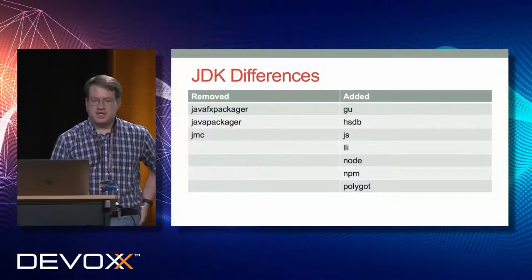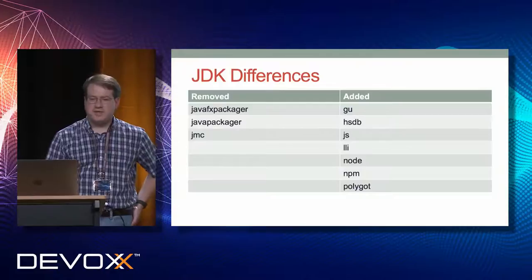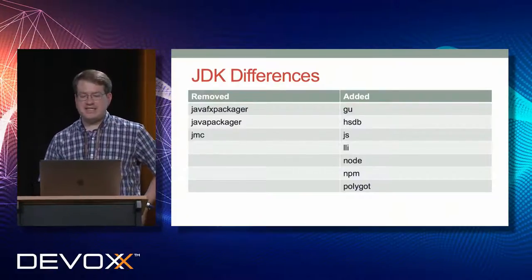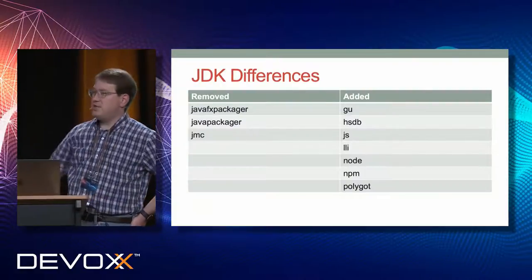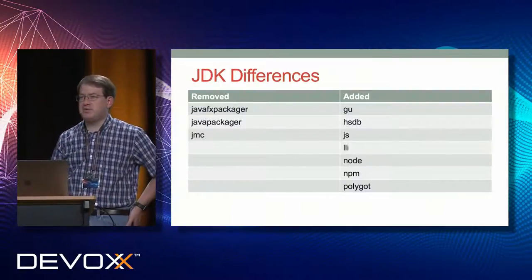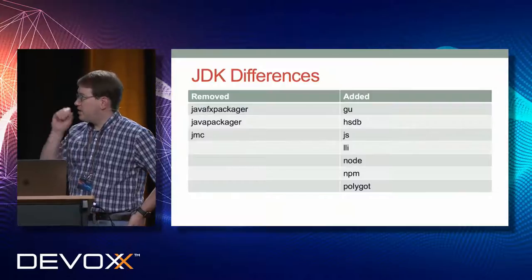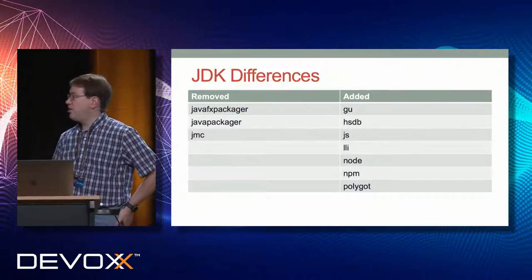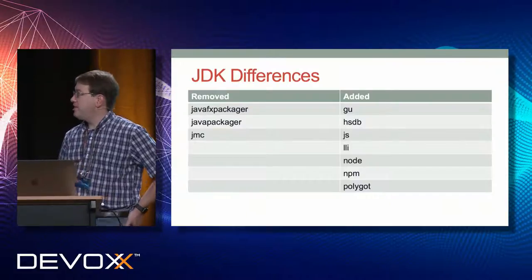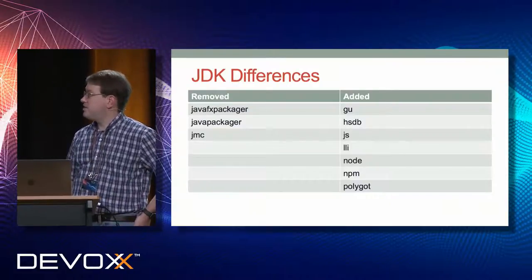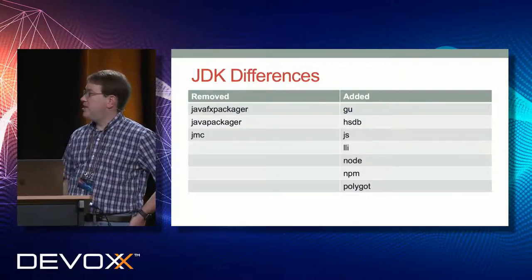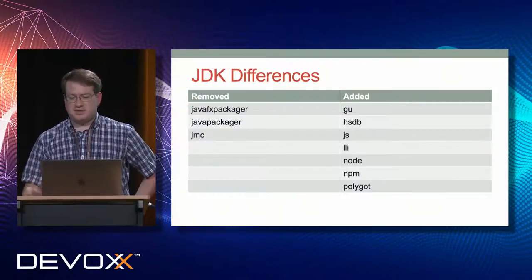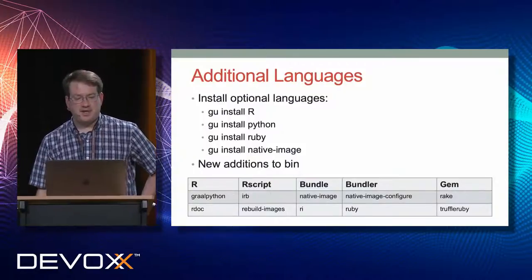So the differences between the JDK and what comes with GraalVM: the JavaFX packager and also JMC are removed, and these following command line utilities now appear in the bin folder of the JDK. You've got GU, which is for updating or installing packages, such as R, which is a separate download, JS for running JS stuff, your Node, NPM, and also your Polyglot commands. So these are additional commands that come with it.